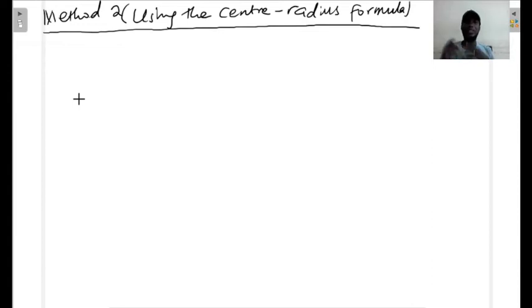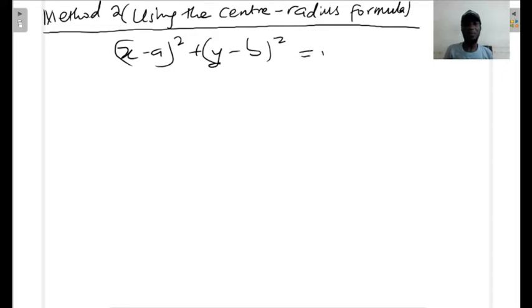Alright, in method 2, we are using the center radius formula. You know the center radius formula? That is just the equation of a circle in the standard form. So we are going to use x minus a squared plus y minus b squared equals r squared.